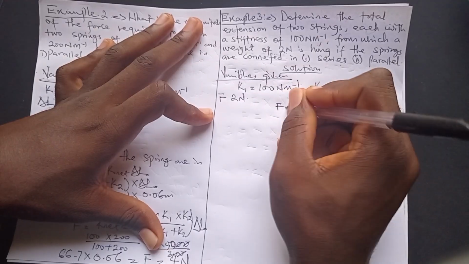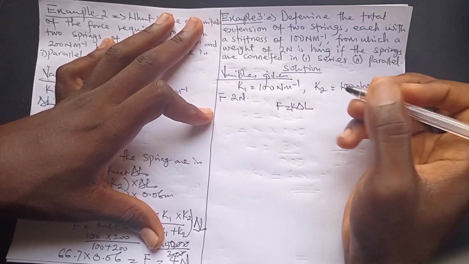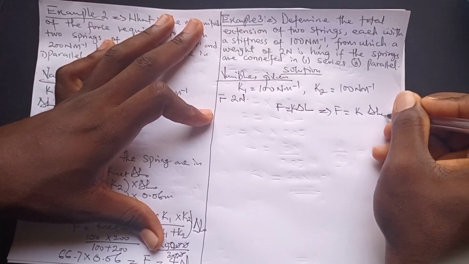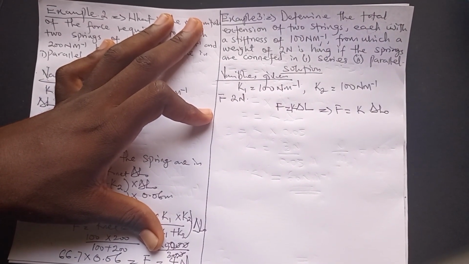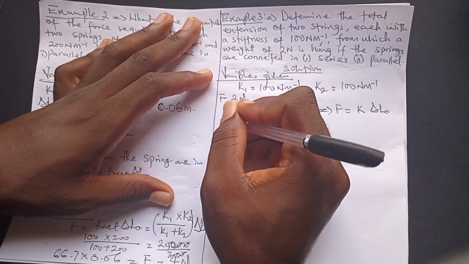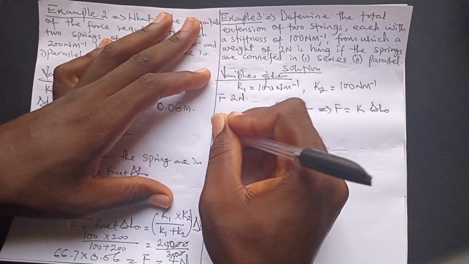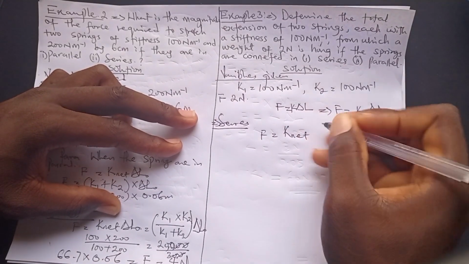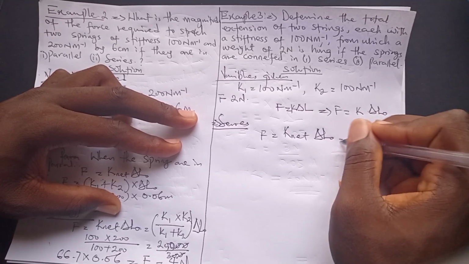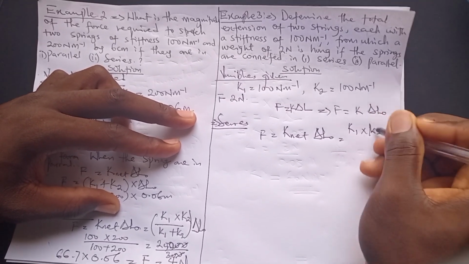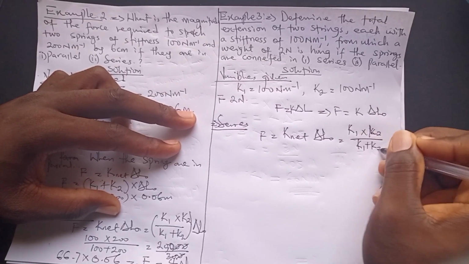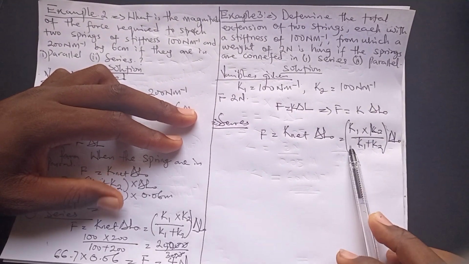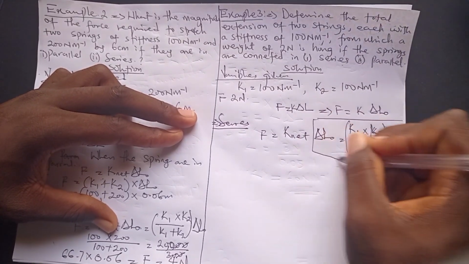So now from Hooke's law, F is equal to K times change in L, which is change in original length. So when the springs are in series, remember the formula to calculate when they are in series: F is equal to K net times change in length, which is equal to K1 times K2 divided by K1 plus K2 times change in length. So this is the formula to calculate when they are in series.